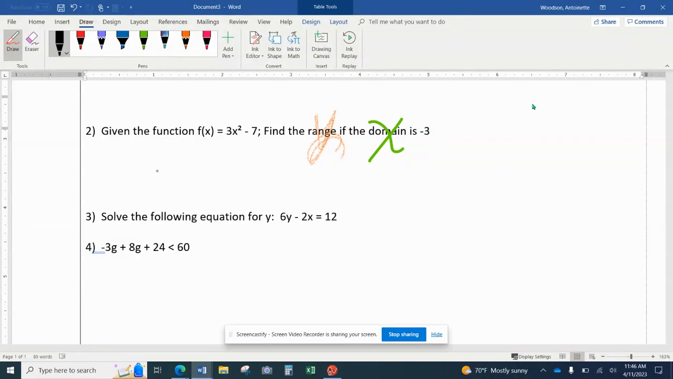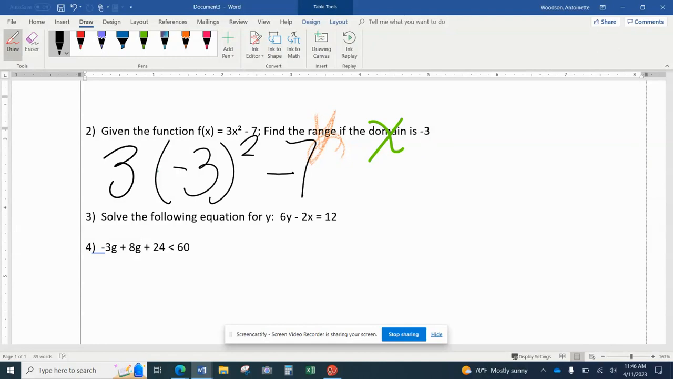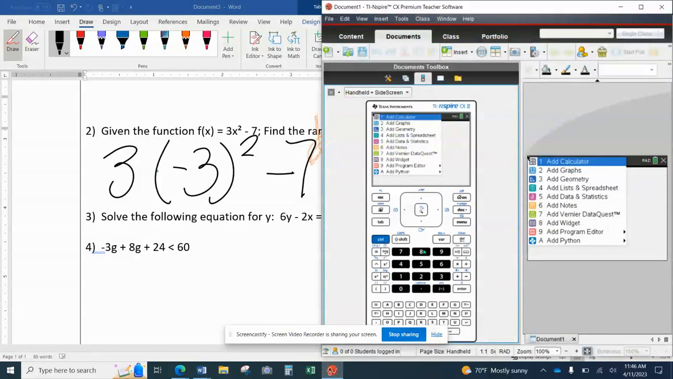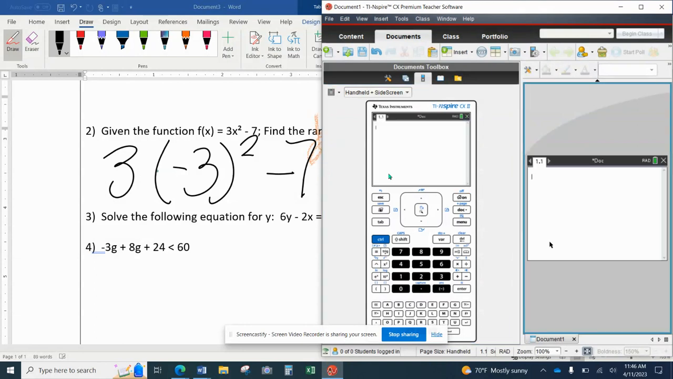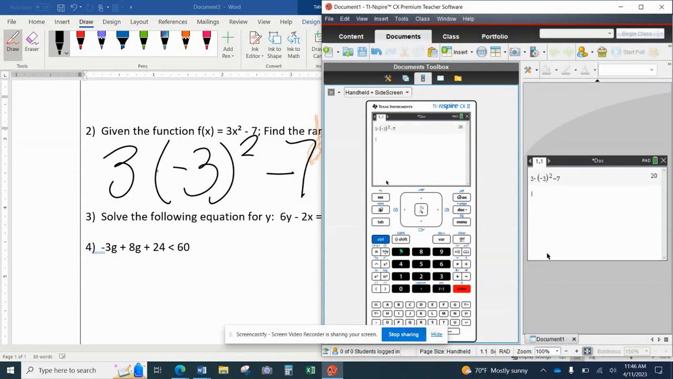Okay, so all you're going to do is, this is one way, you can do 3 times -3 squared, subtract 7, and put it in your Inspire. So I'm going to pull up my Inspire. I'm going to press home. I'm going to go to my calculator app, and then I'm going to type in 3 times -3 squared, subtract 7. And what do I get? I get 20.